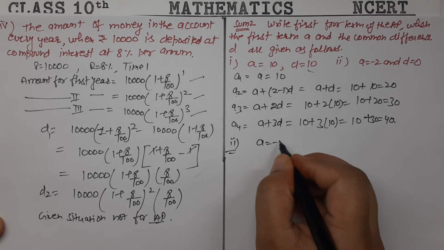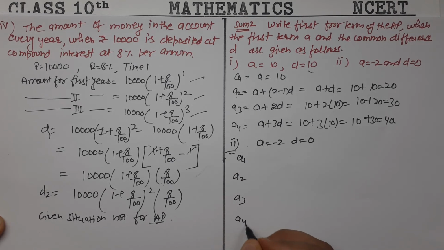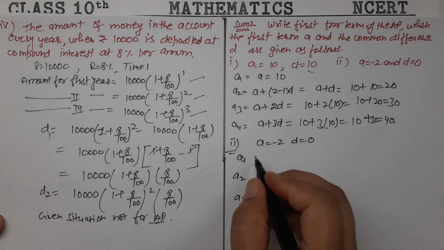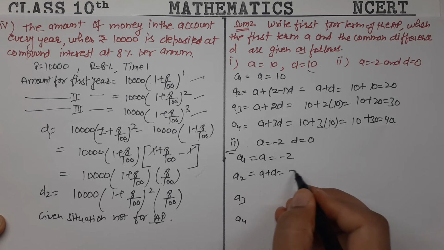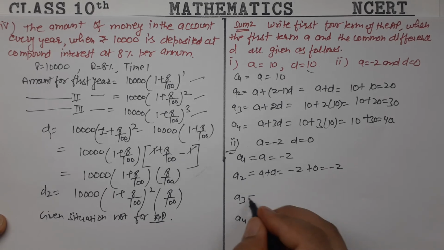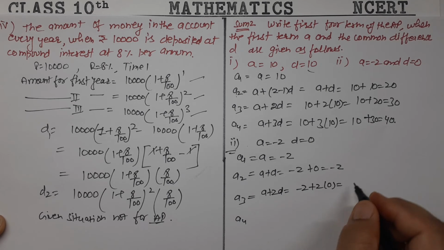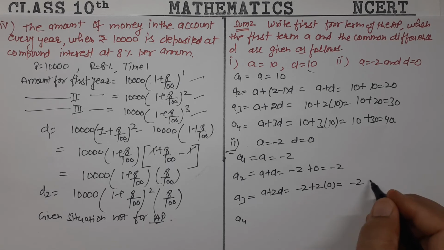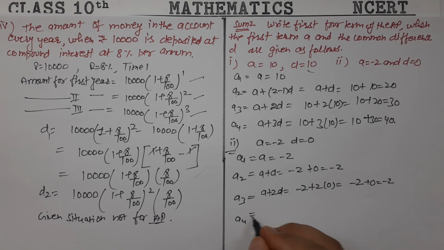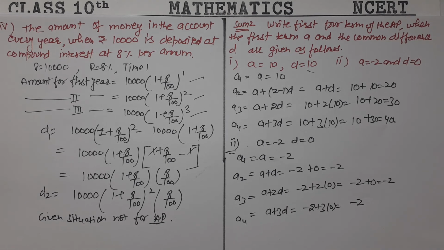Part second, A is minus 2, D is 0. A1, A2, A3, A4. A1 is A, that is minus 2. A2, A plus D. A3, A plus 2D. Simple putting and solving. When we multiply any number by 0, we get 0. A4, A plus 3D. We have also minus 2.